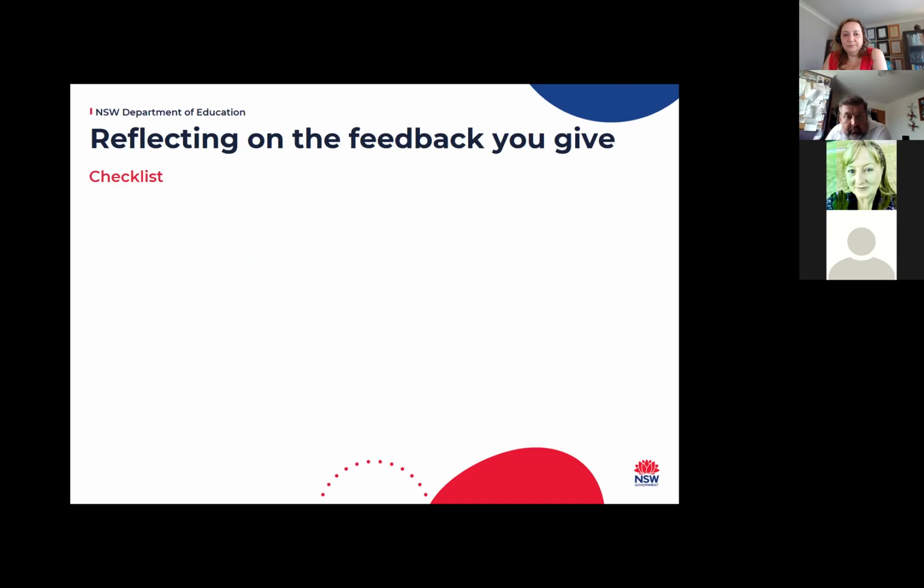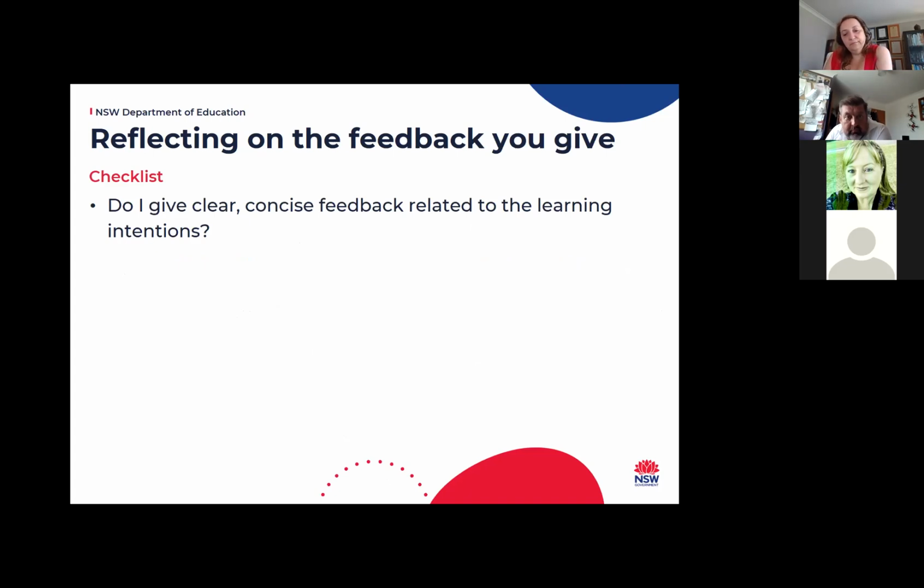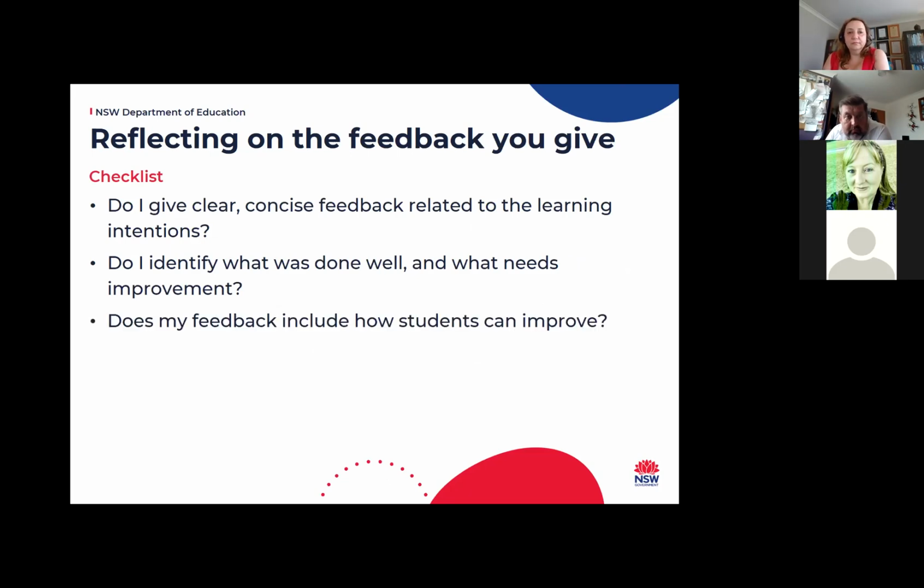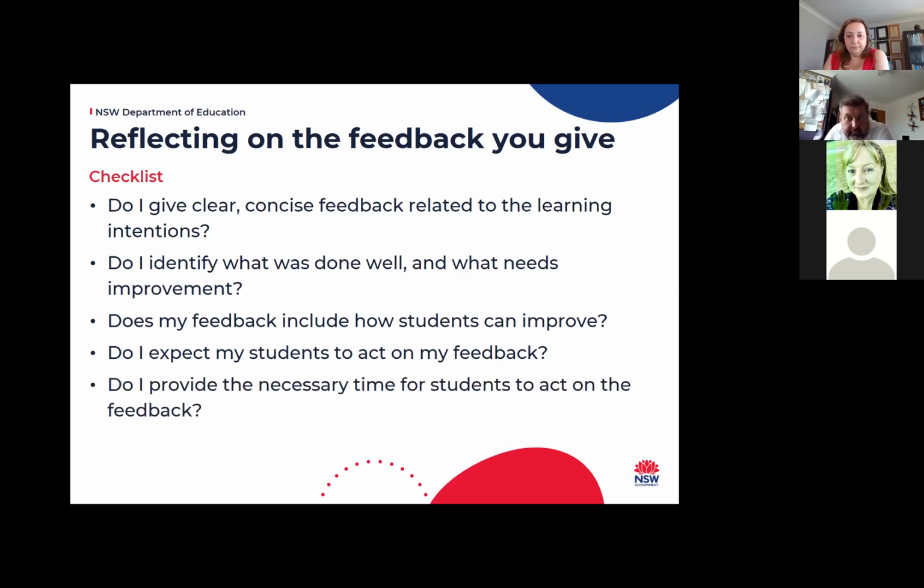Teachers can reflect on the quality of their feedback with these questions. Do I give clear, concise feedback related to the learning intentions? Do I identify what was done well and what needs improvement? Does my feedback include how students can improve? Do I expect my students to act on my feedback? Do I provide the necessary time for students to act on the feedback? Do I follow up on the feedback?